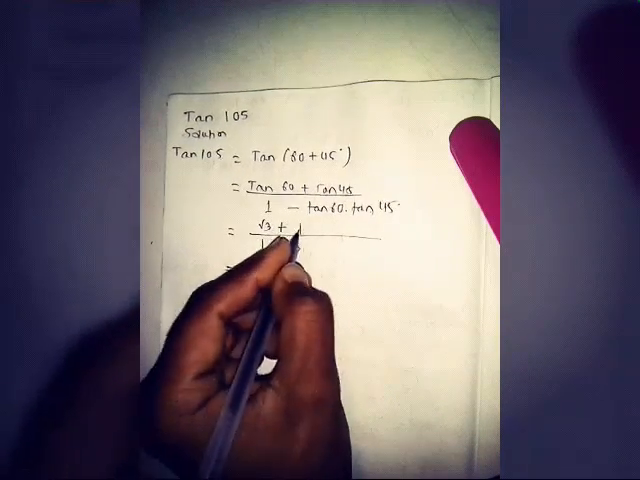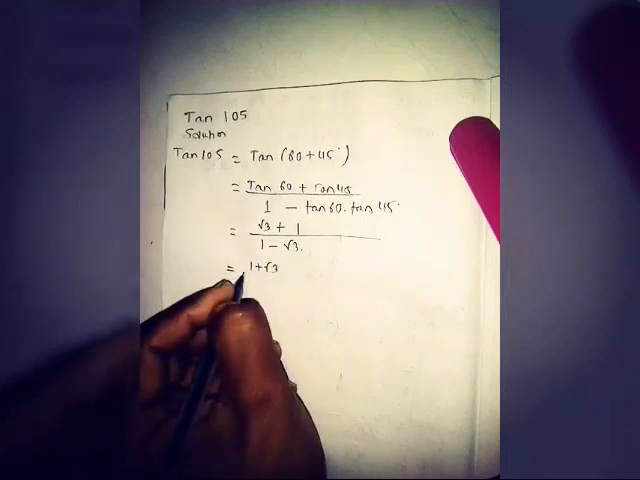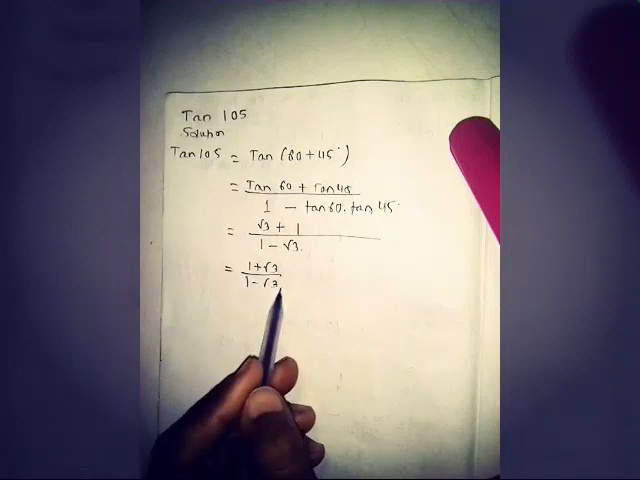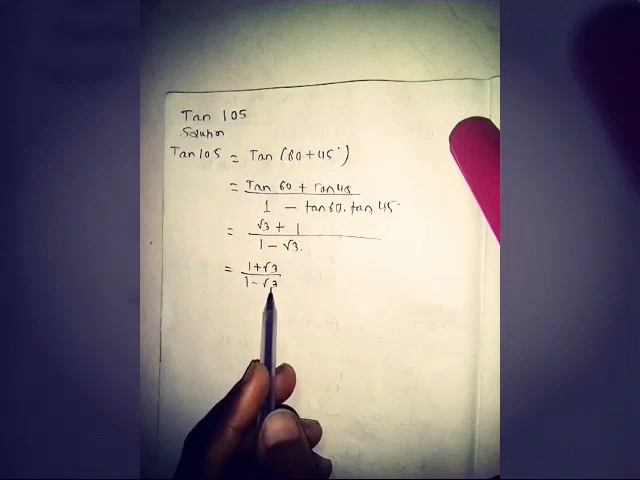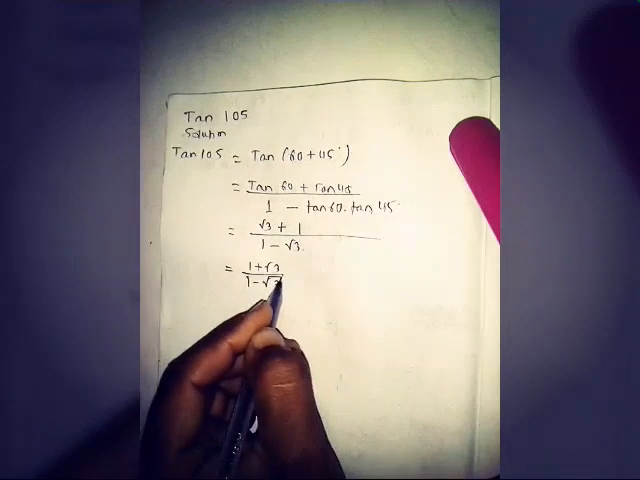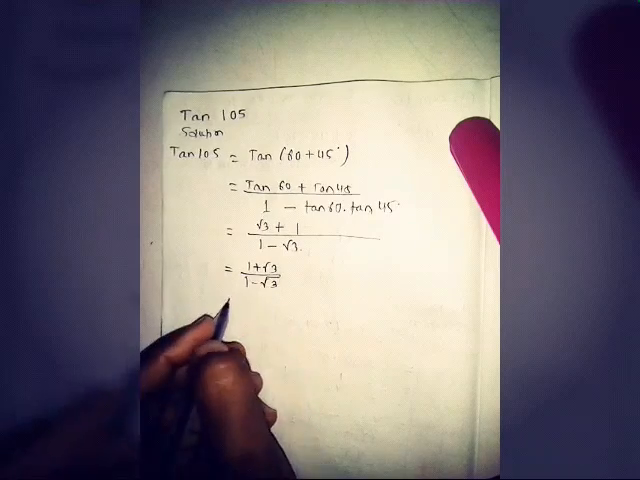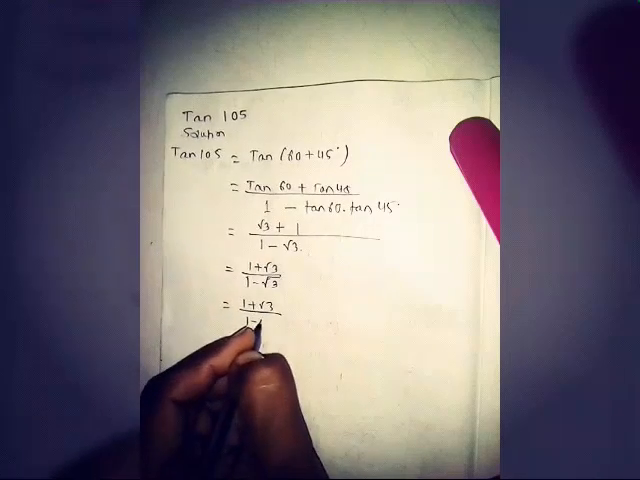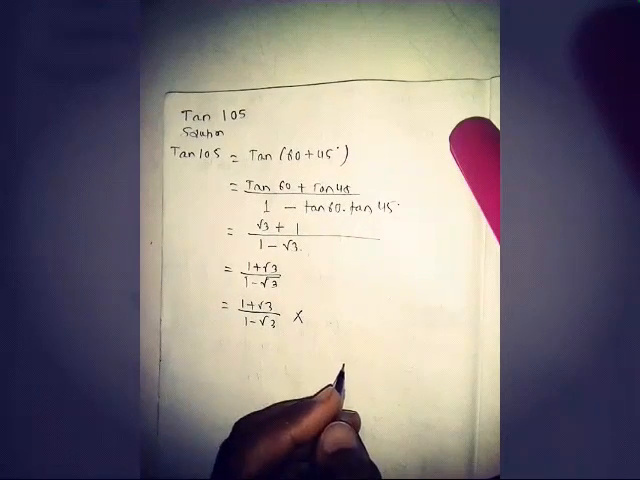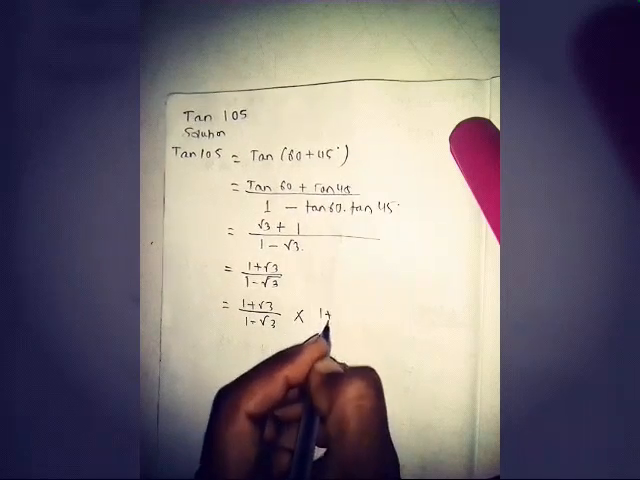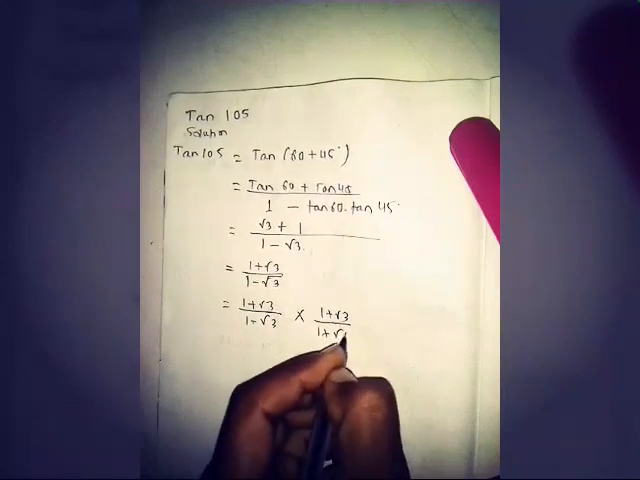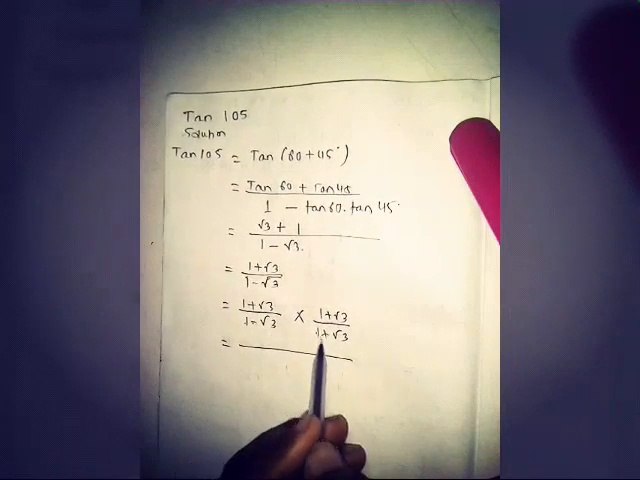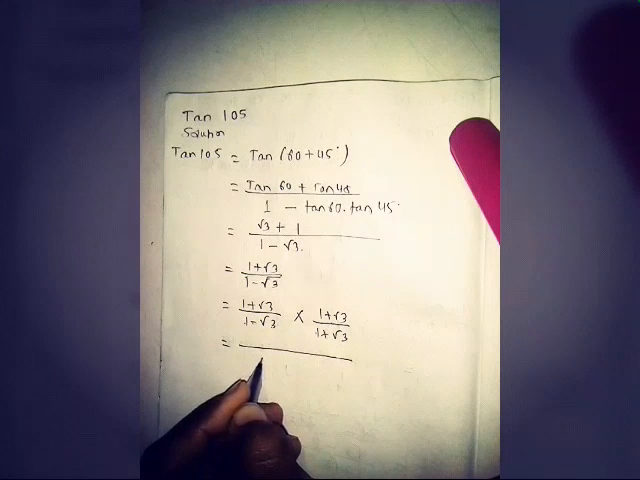Now here we have the number 1 plus root 3, and 1 minus root 3. In the denominator we have an irrational number, so we can rationalize it. Whenever this comes in the denominator, we have to rationalize it. So this is 1 plus root 3 divided by 1 minus root 3, into, when you rationalize, we change the sign, so 1 plus root 3 divided by 1 plus root 3.